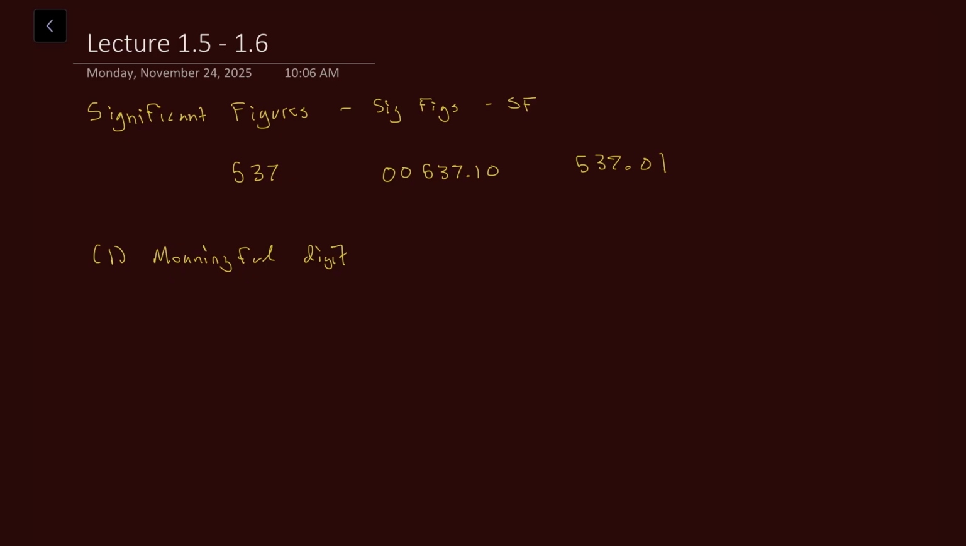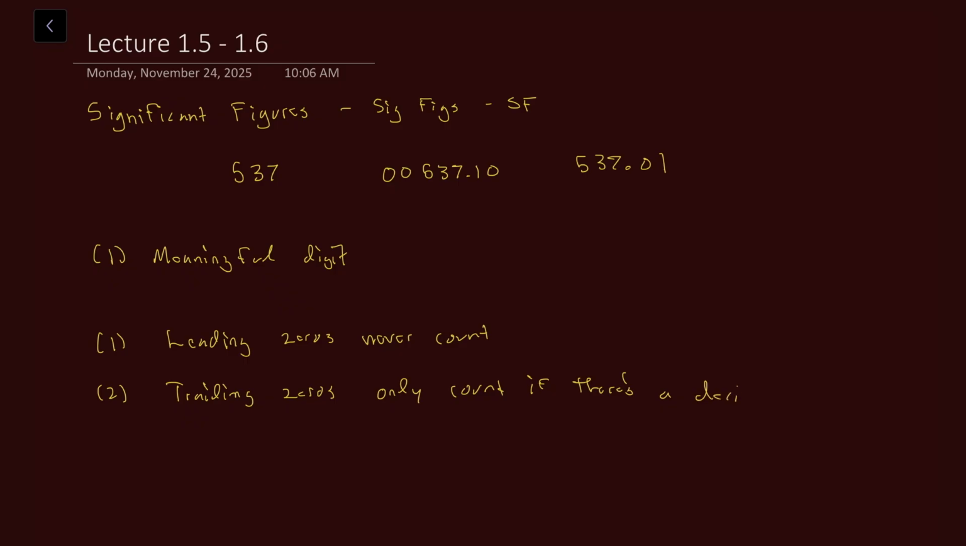We're going to have to follow two rules when we're counting significant figures. The first rule is that leading zeros never count as a significant figure. And the second rule is that trailing zeros, which are just zeros at the end of a number, only count if there's a decimal place. And we'll discuss why later on.